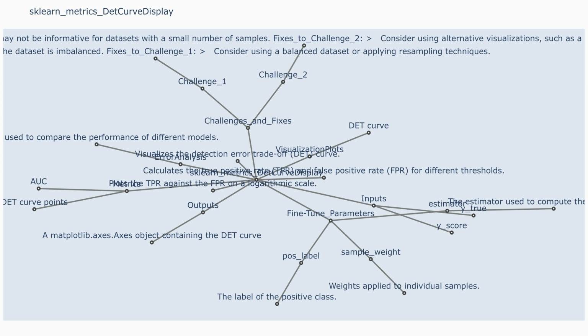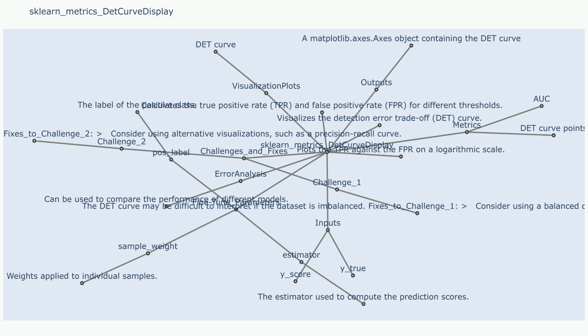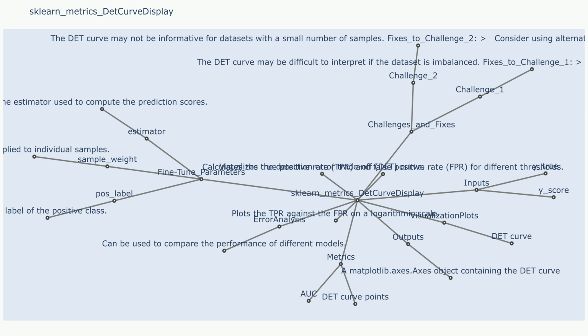Inputs: estimator: a fitted estimator object that implements the predict_proba method. This method is used to obtain the predicted probabilities for each class. X: the input features for which predictions will be made. y_true: the true labels for the data. pos_label: the label of the positive class.